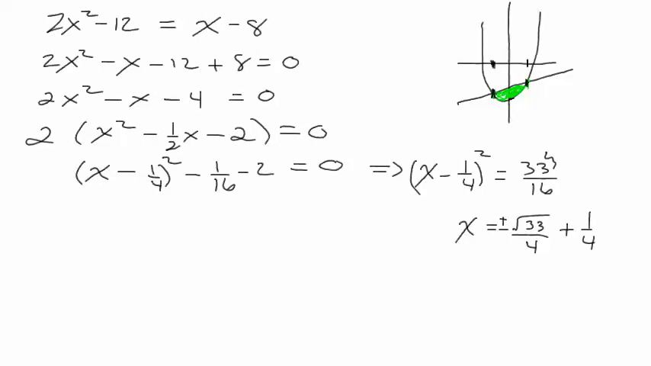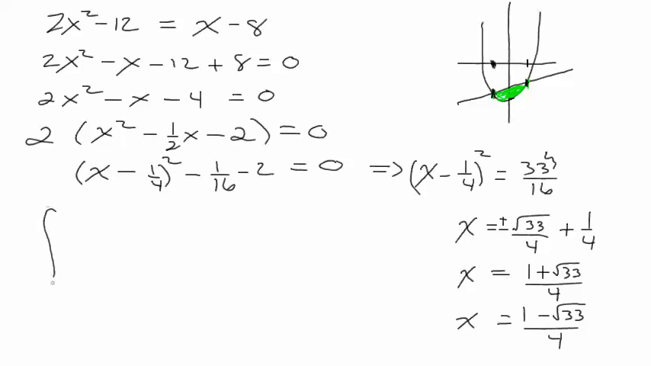Alright. So we're going to end up having x equal to, let's look at the positive one first, and I'm going to write it like this: 1 plus the square root of 33 over 4. That would be this one here. And then x is equal to 1 minus the square root of 33 over 4. Okay, that would be this guy right here. Alright, so now we can set up the integral.